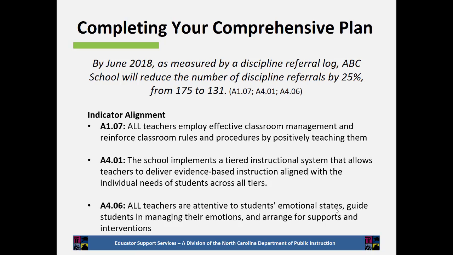But another indicator that's tied to this goal is really around a tiered instructional system that helps us deliver evidence-based instruction. And then another one is around being attentive to students' emotional states and guiding them in terms of managing their emotions. That ties so well with what we talked about earlier, those 10 behaviors that we have to teach kids. So you can see that a goal can actually be tied to multiple indicators. And on the flip side, an indicator can be tied to multiple goals as well. So using this, I want to walk through what this might look like in your plan.